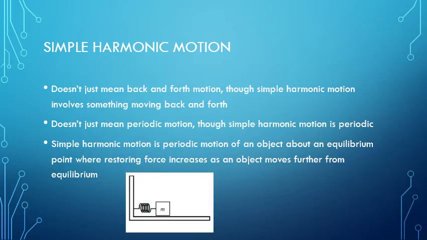Okay, a good example of that is the spring there with the mass on it. As I move it further away from that resting point, it's going to want to get back to that resting point. So that spring is going to pull harder and harder the further I pull it to the right. The same is true by pushing it to the left. If I compress that spring, it's going to want to push back to the right and get back to that equilibrium point. That's what makes simple harmonic motion.